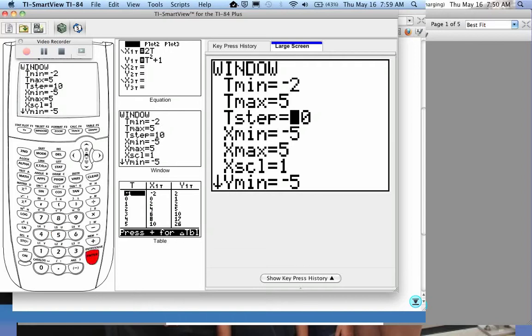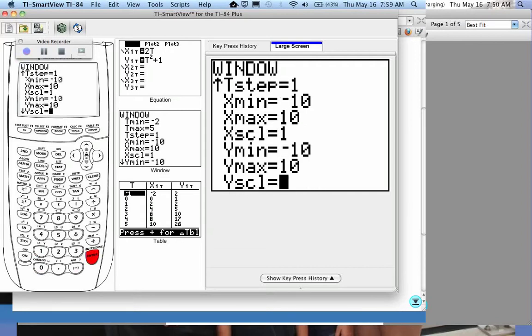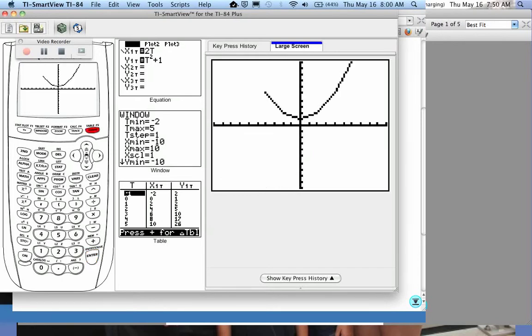Let's just go one at a time. Our table just went up by 1. And then for X min and max, I'm just going to go Zoom Standard to switch it to a standard window: -10 to 10 by 1, -10 to 10. It's kind of a standard window. So when you hit graph, it matches the same graph, right?